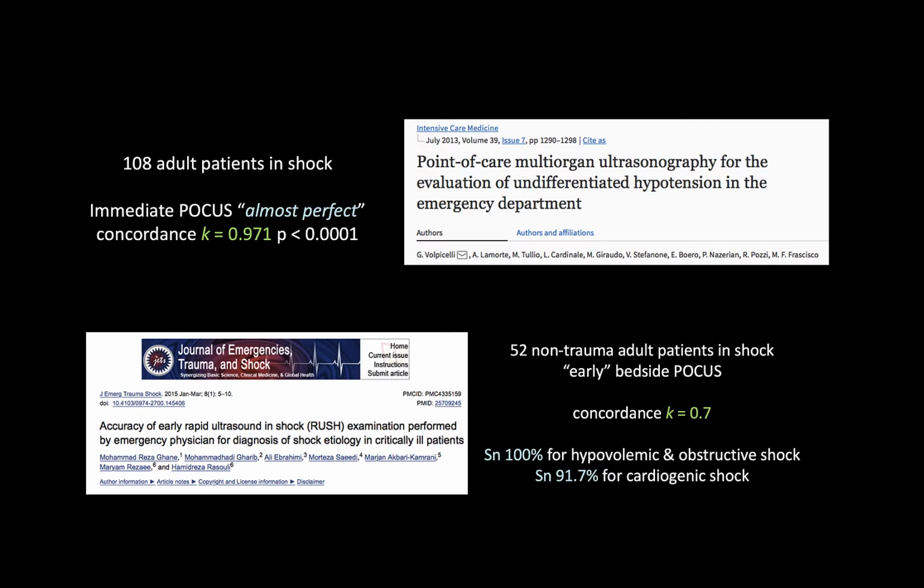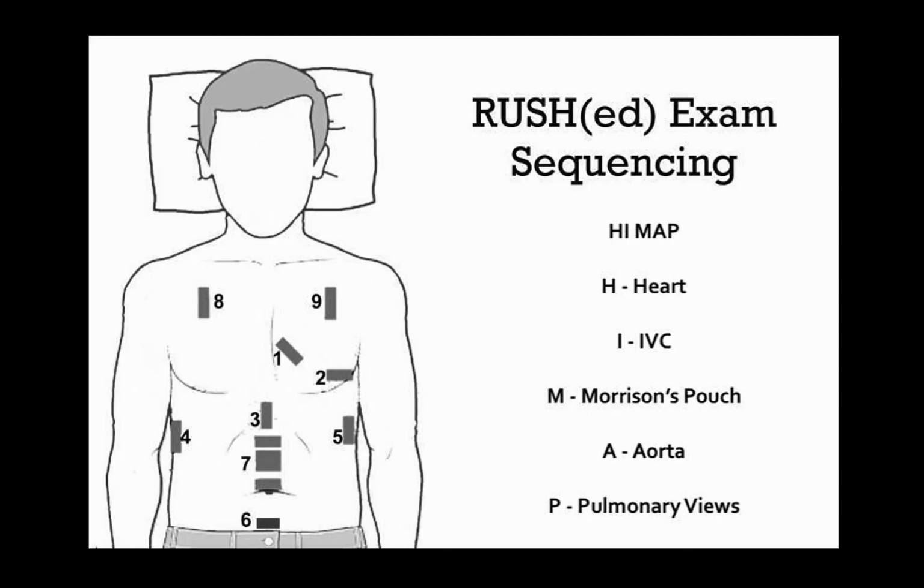This was an observational study that enrolled a bunch of undifferentiated hypotensive adult patients. All patients had POCUS at the initial time of assessment, and they found that a lot of the time, the diagnosis that was made initially by ultrasound was eventually correct when they looked retrospectively. Papers of similar methodology have replicated these findings and have demonstrated near-perfect sensitivity for hypovolemic and obstructive shock and adequate sensitivity for cardiogenic shock. Let's get into it.